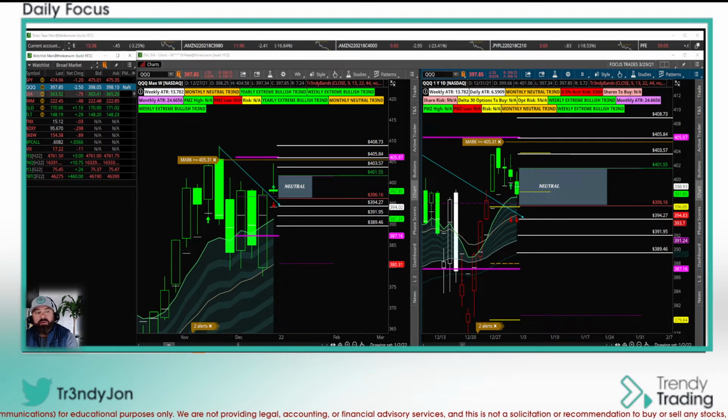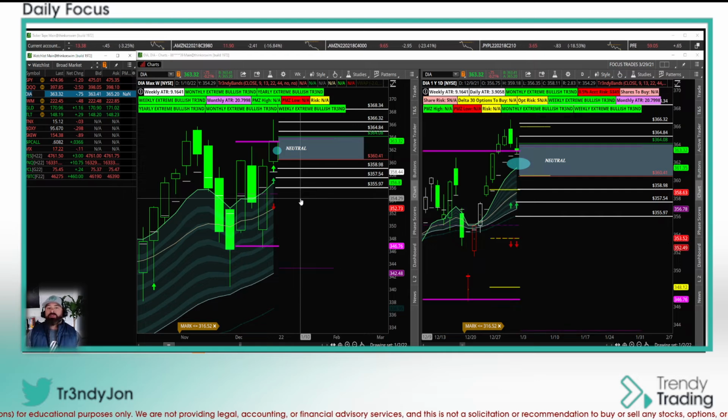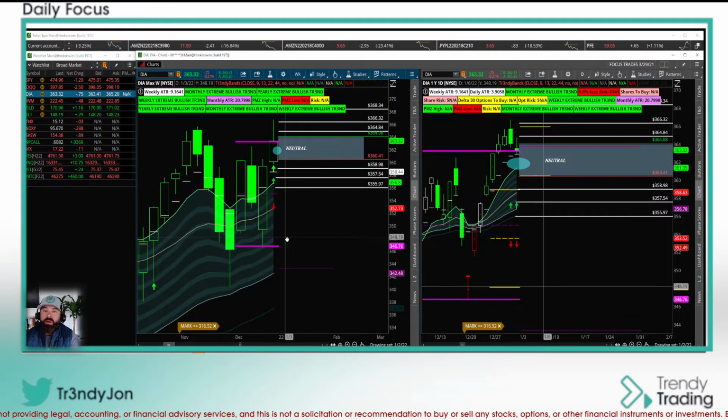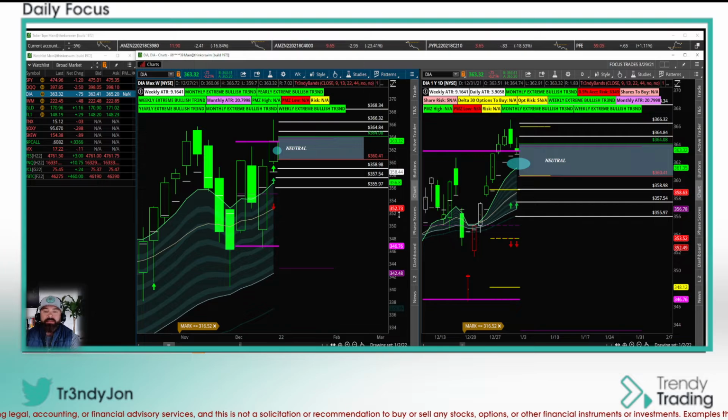Let's go ahead and go into the DIA, which is called also the Diamond or the Dow Jones, okay? Notice price not only came into the lower trendy edge and went bid. This is exactly what we expected it to do.